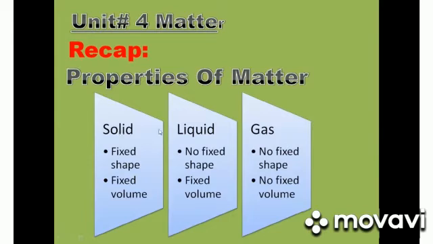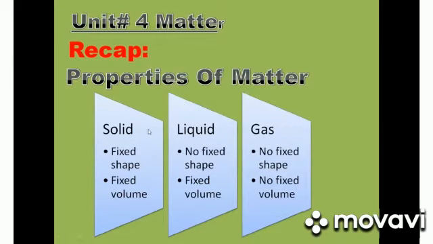Difference in the properties of solid, liquid and gas depends on the arrangement of the particles in solid, liquid and gas. In solid, particles are closely packed, so solids have fixed shape and fixed volume. In liquid, particles are loosely arranged, so liquids have no fixed shape, but they have fixed volume. In gas, particles are far apart from each other, so gases have no fixed shape, no fixed volume.